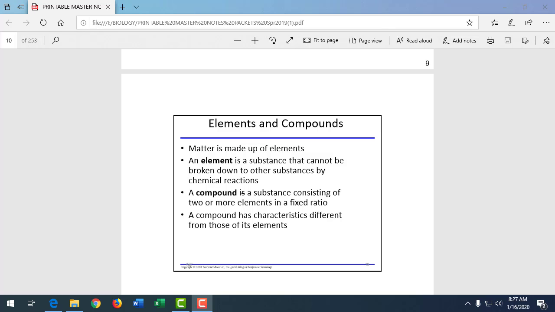So chlorine by itself is a toxic green poisonous gas. But again, if it gains an electron from sodium and forms that ionic bond, it totally changes its properties and it's table salt. So a compound has characteristics that are different from its elements. And that's the classic example, sodium chloride. Sodium is an explosive reactive metal with water. Chlorine gas is poisonous. Put them together, table salt, totally different properties. So different than the elements' properties.